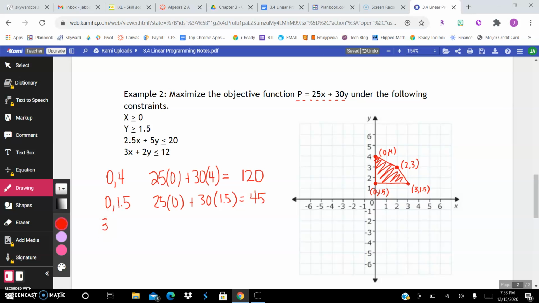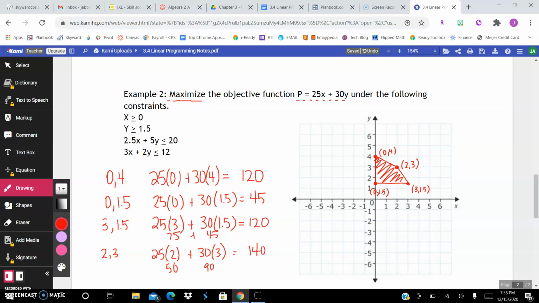And then another ordered pair we have is 3, 1.5. So 30 times 1.5 is going to be 45, and 25 times 3 is 75. So 75 plus 45 would be 120. And then 2, 3. So 25 times 2 and 30 times 3. That would be 50 and 90. If we added that together, we would get 140.